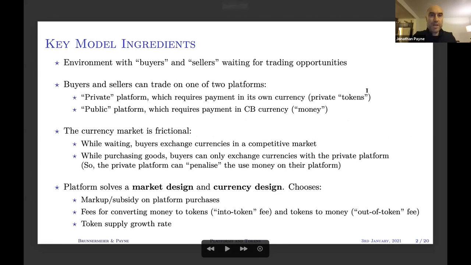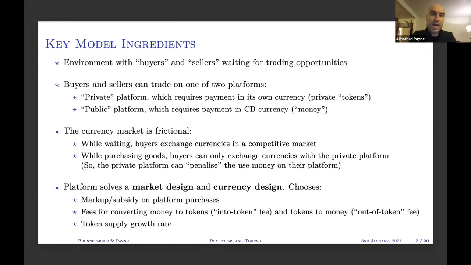So to give you a flavor of what this model is going to look like, it has a number of key ingredients. We're going to think about an environment that has buyers and sellers who are waiting for random trading opportunities. And when they get one of these trading opportunities, they can go to one of two platforms. They can go to a private platform, which requires payment in its own currency, the private digital token in this world. Or they can go to a public platform, which requires payment in the central bank currency, which we'll think about as money in this model.